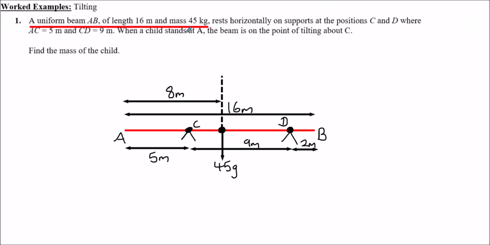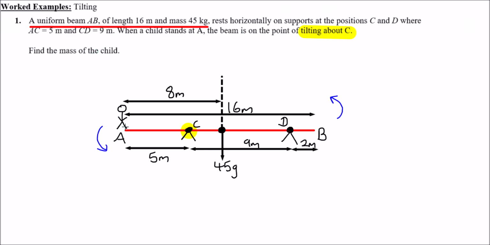So now it says, when a child stands at A, the beam is on the point of tilting about C. So I need to just draw in some sort of child, which is balancing at A. It says, when that happens, the beam is on the point of tilting about C. About C means it's going to rotate about this point C. So what's going to happen is the weight of this child is going to make the beam about to tilt downwards like this, and so this end will be wanting to tilt up. So we need to find the mass of this child.